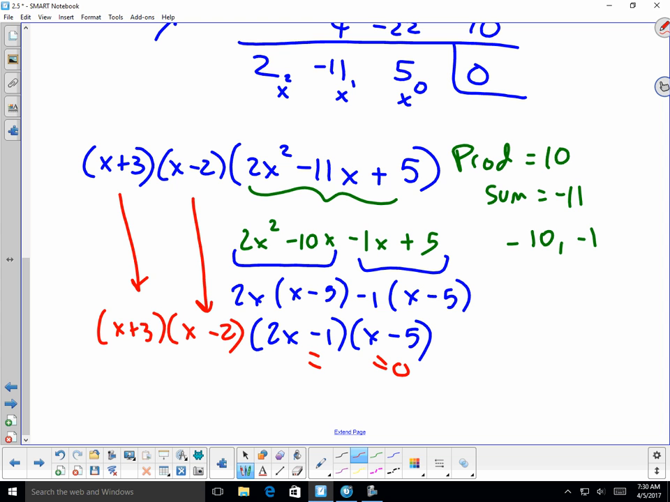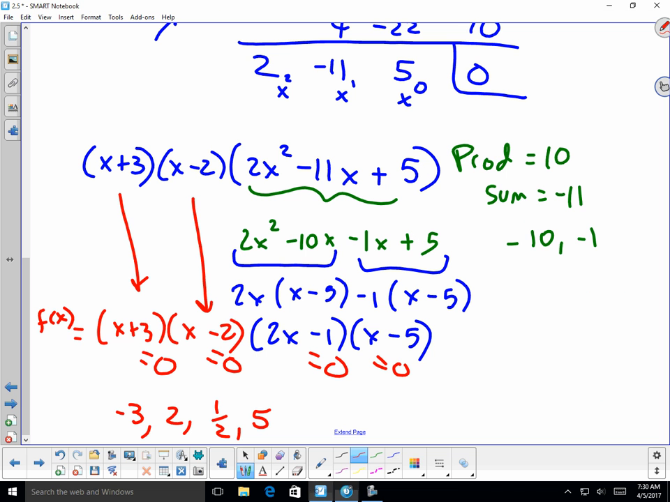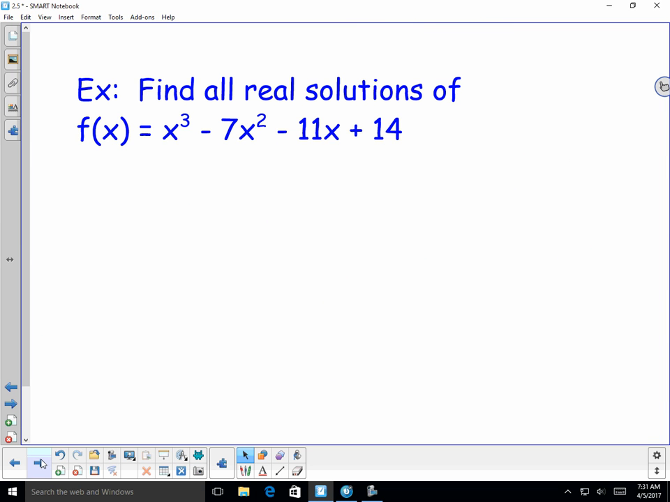So if I want to find all my rational zeros, I would set each of these equal to 0, because this is my polynomial function now in factored form as a series of 4 linear factors. And I would get -3, +2, 1/2, and 5. And I think that would all be matched up with what you would see on the graph. All right, so that's it for that example. We found all the zeros, the rational zeros.